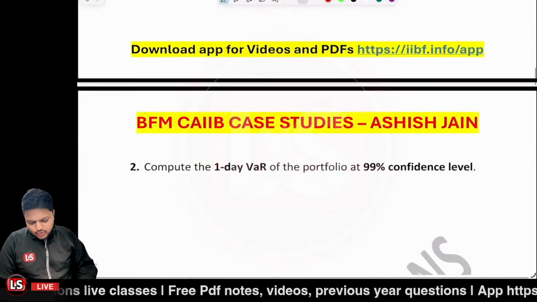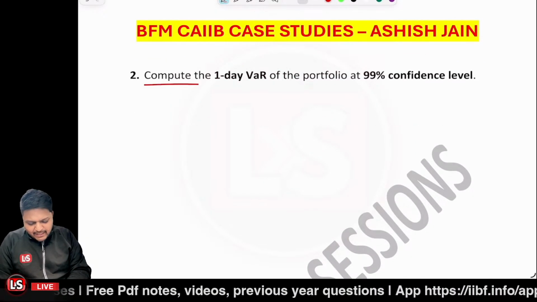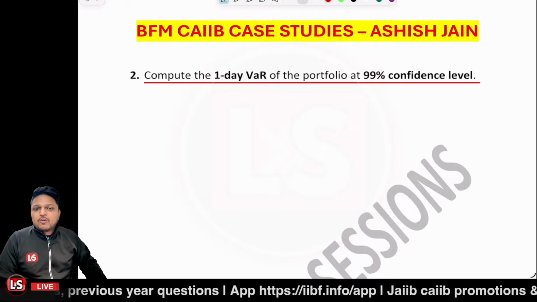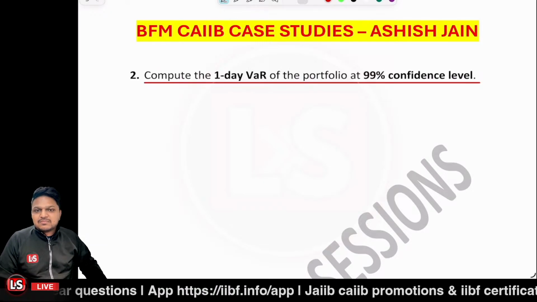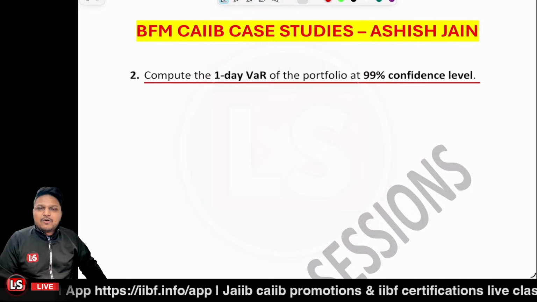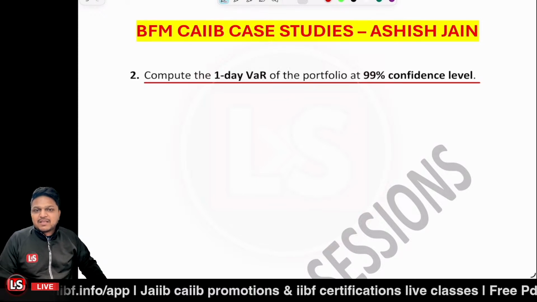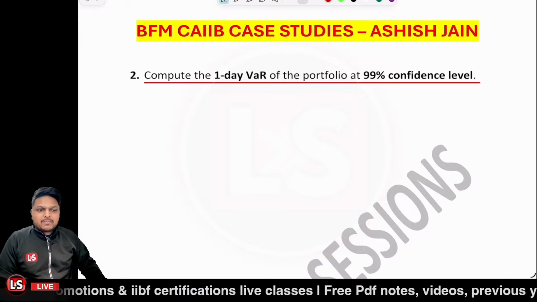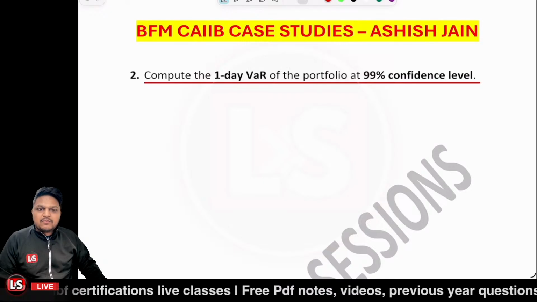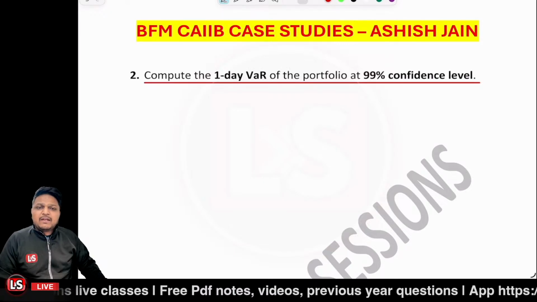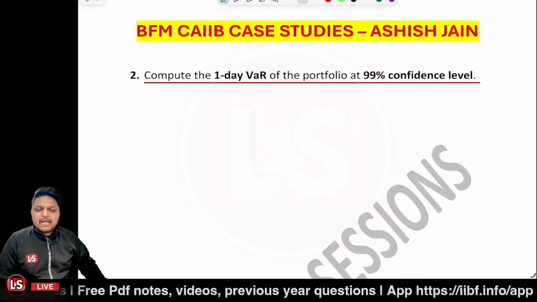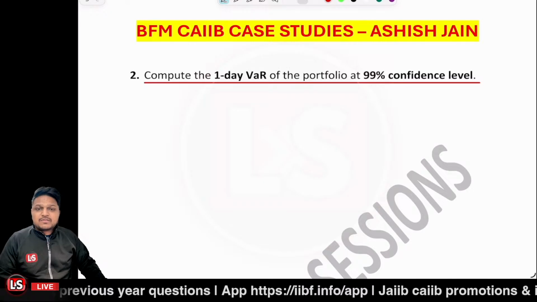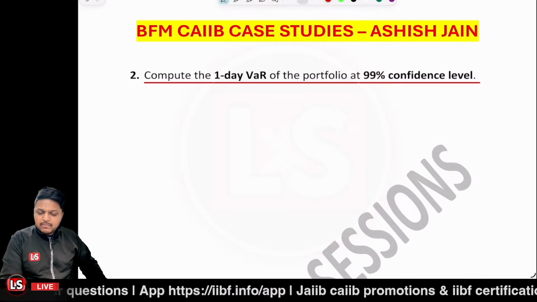Now let's move to the second question. Compute the one-day VAR of the portfolio at 99% confidence level. Now what is the formula for the VAR? We have to calculate the parametric VAR, and there is a very easy formula related to it. I've already made you understand the formula, and we have already solved a question for this. If you remember, anyone?